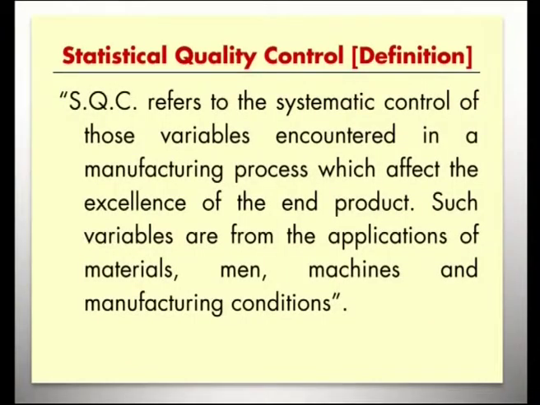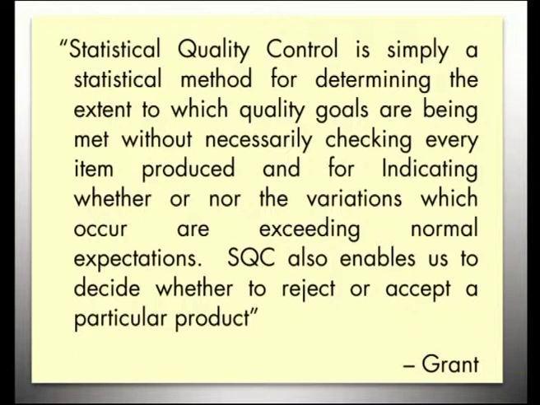Another author has given a definition for statistical quality control. Statistical quality control refers to the systematic control of those variables encountered in a manufacturing process which affect the excellence of the end product. Such variables arise from the applications of materials, men, machines and manufacturing conditions. Another author, Grant, has defined it as simply a statistical method for determining the extent to which quality goals are being met without necessarily checking every item produced, and for indicating whether or not the variations which occur are exceeding the normal expectations. So SQC also enables us to decide whether to reject or accept a particular product.